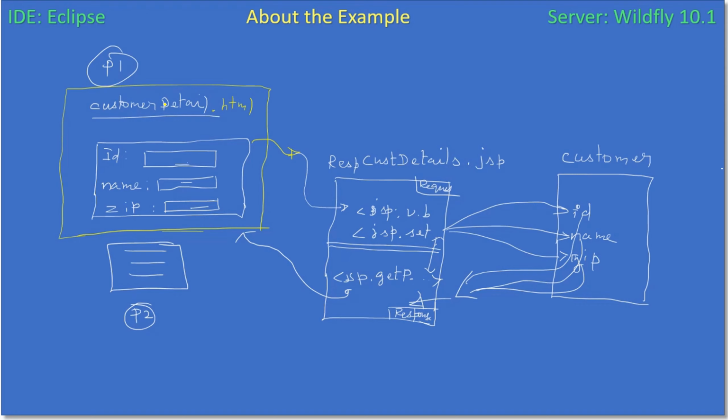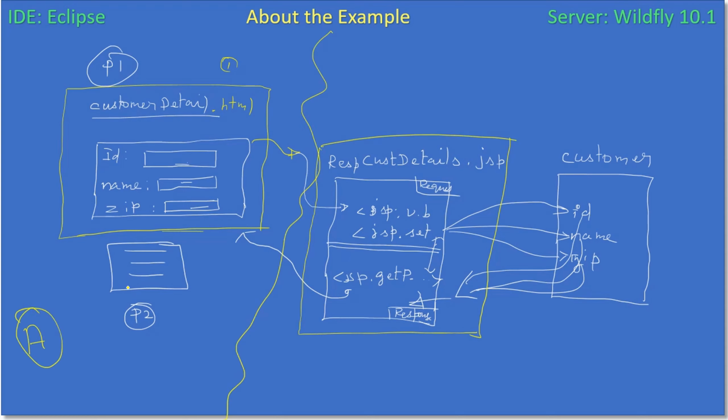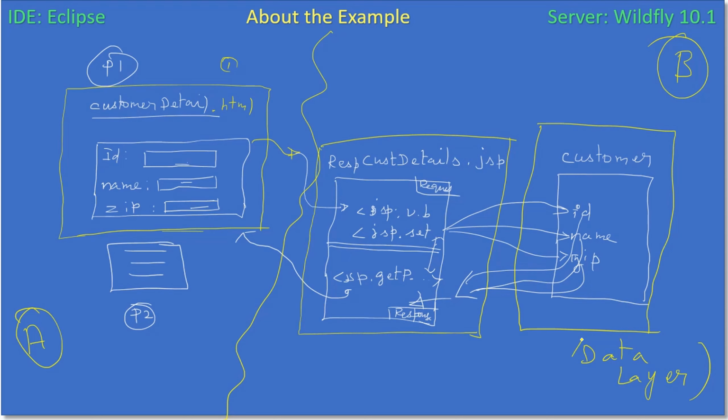If you see here, we are using three parts. One is this HTML, the other one is the JSP file, which stays on the web server side. This is the client environment side, and this is the web server side. And this JSP will make use of the customer bean. So we can say this is a data layer, which means data will be stored and retrieved.